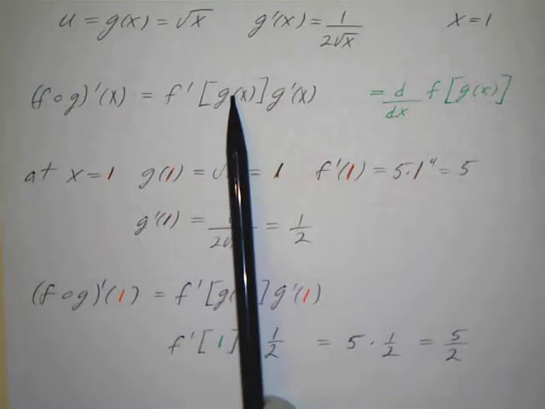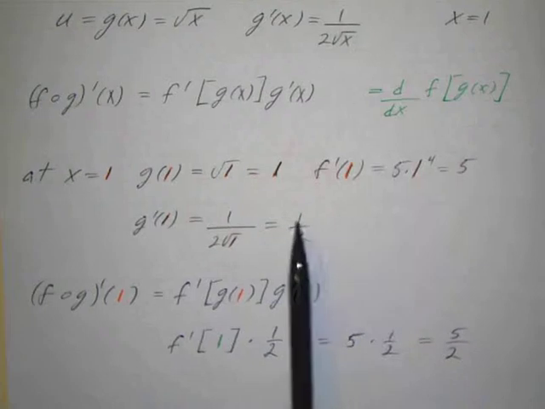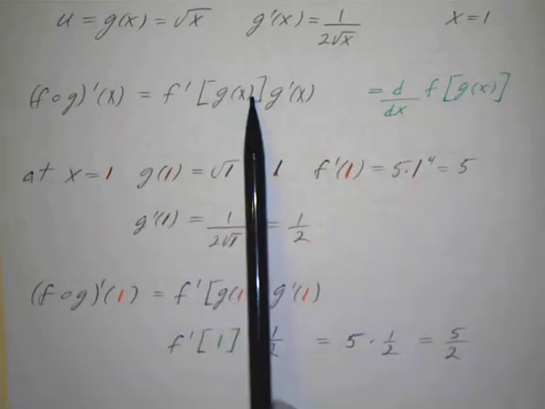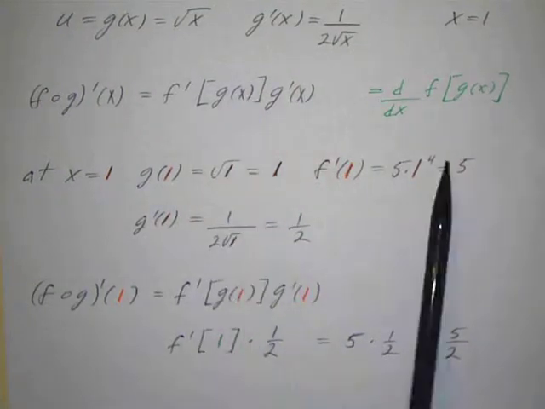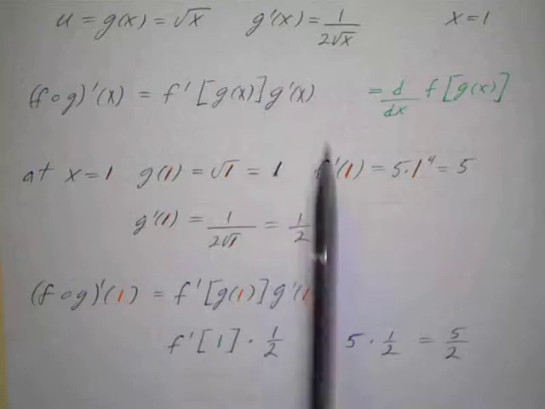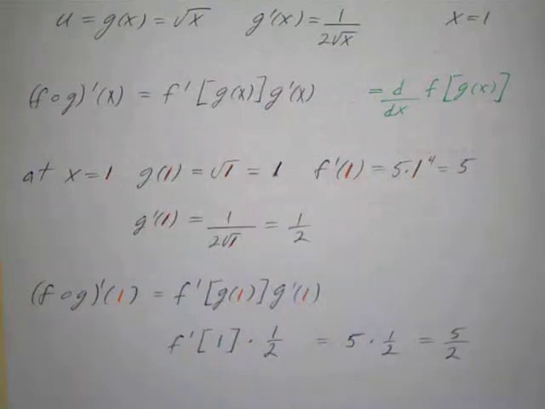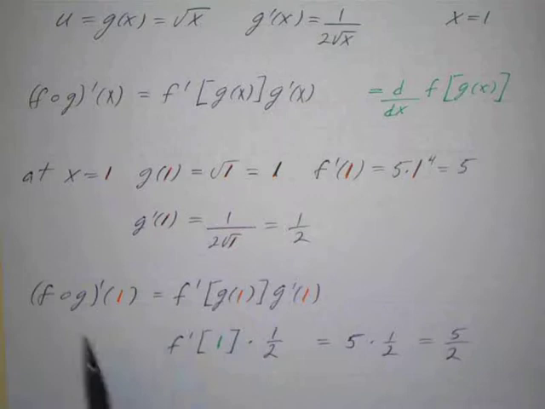So if I put 1 in there, I get 5, because g of 1 was 1. And then I need g prime of x, and g prime of 1 was 1/2. So we put this all together. You have all of your ingredients. It's like you're cooking a souffle: you put all your different ingredients together, and then you put it all together.